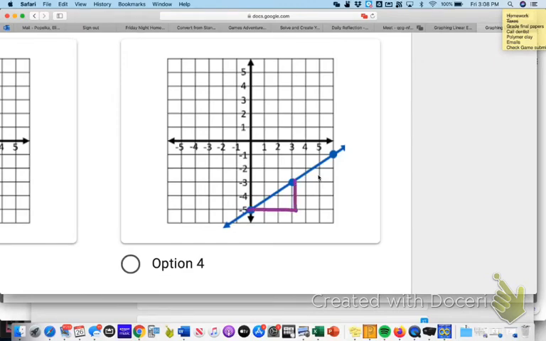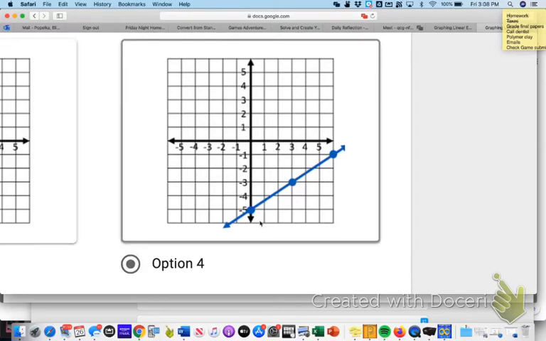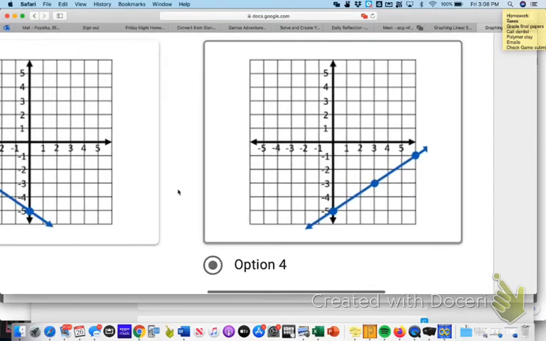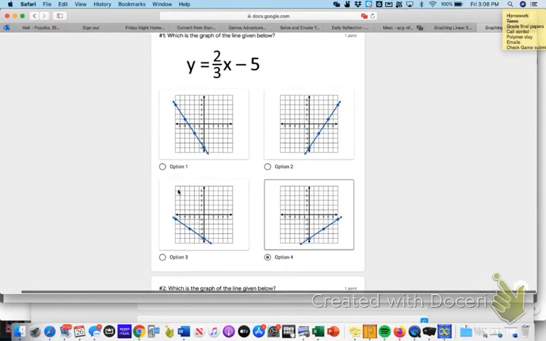So I am going to connect those 2 coordinates. I'm going to look at my rise, which is 1, 2. I'm going to look at my run, which is 1, 2, 3. And there's my slope of 2/3 like I need it to be. So that is going to be option 4. So I know for sure that for number 1 on your homework, you're going to select option number 4. And that's going to be the right one.